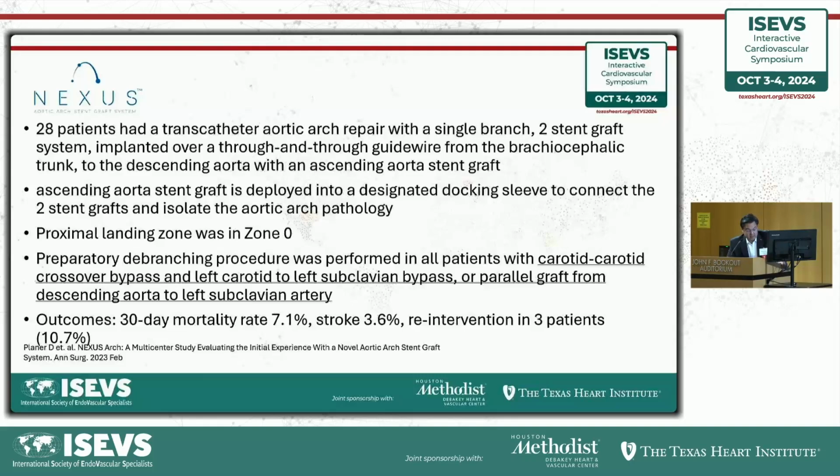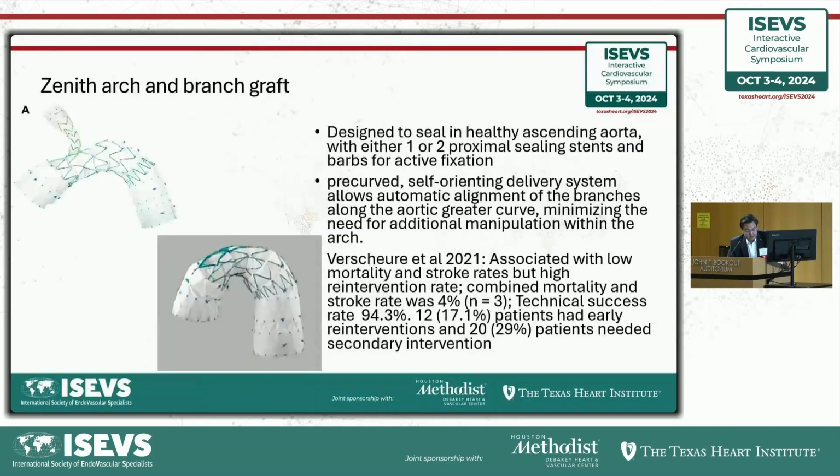The Zenith arch branch graft was designed to seal in healthy ascending aorta with either 1 or 2 proximal sealing stents and barbs for active fixation. The device can be manufactured with 2 or 3 inner branches. Standard deployment requires direct open bilateral carotid access and single femoral access, either open or percutaneous. But a total transfemoral percutaneous approach has also been described.